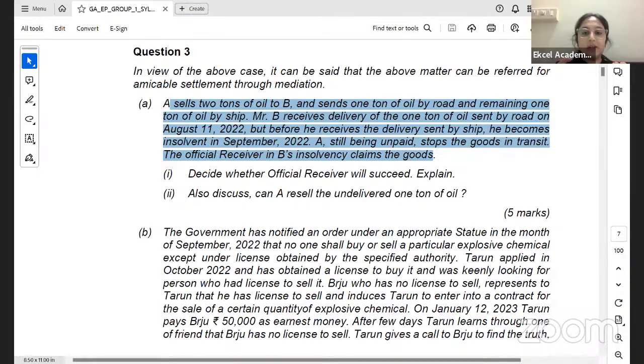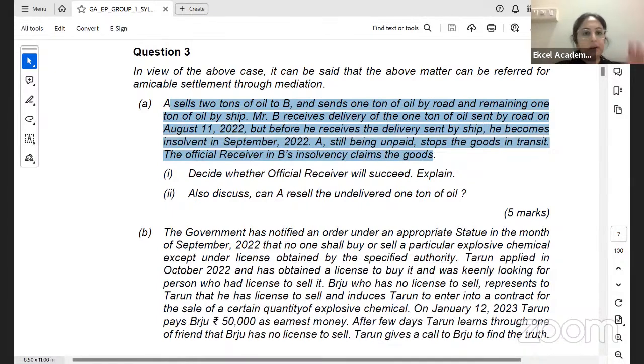So what happens here? The buyer becomes insolvent. A, still being unpaid, stops the goods in transit. Whether the official receiver in B's insolvency claims the goods. So now decide whether the official receiver will succeed. Also discuss whether A can resell the undelivered 1 ton of oil.